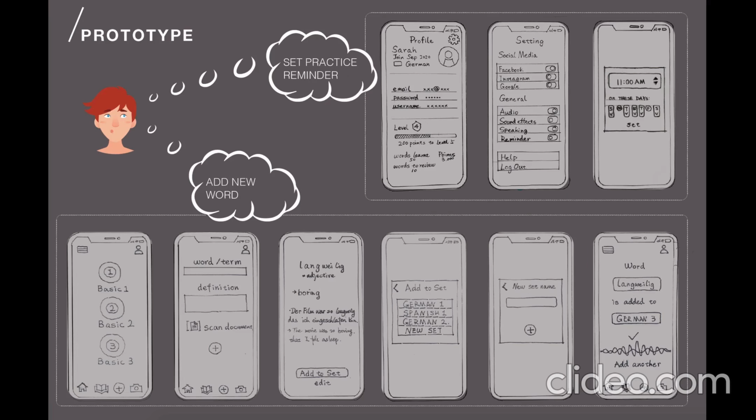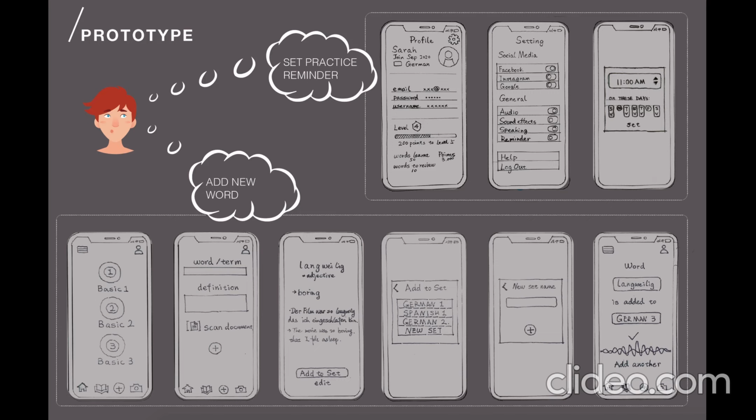In the next prototype stage, I have two tasks set up. One is set a practice reminder. Another one is add a new word to a study set. The practice reminder is quite simple. It's located in our profile page. Within the profile page, there's a setting page. Here you can do quite a few settings, including study reminder. In the study reminder, if you click on it, you can set the time and date, and that's set.